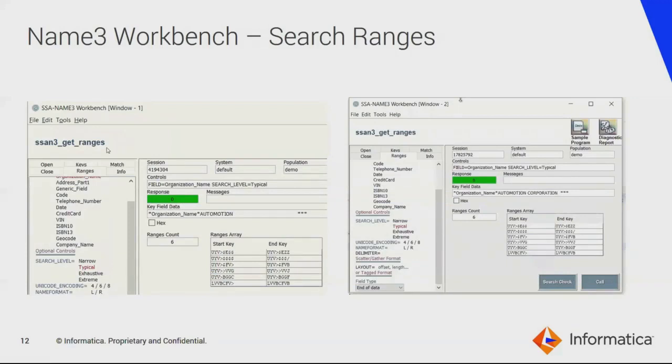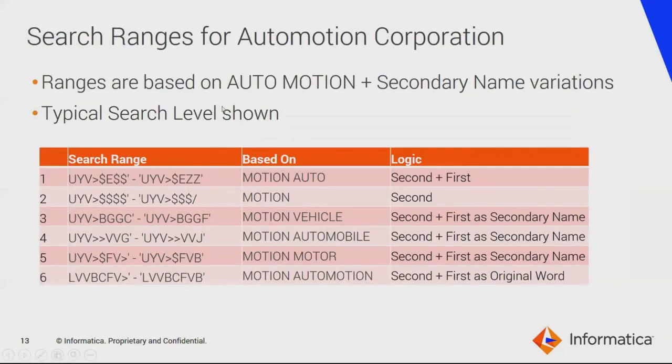So these are how the ranges look in the Workbench. So you'll still get the same 6 ranges for 2 records because corporation is noise or skip. And let's take a look at Automotion Corporation, the ranges and how we generate them under the cover. So for typical search level, we generate 6 ranges, and it's based on the permutations as well as the secondary name variations for the auto portion of Automotion. Okay, and so that's how we get 6 ranges.